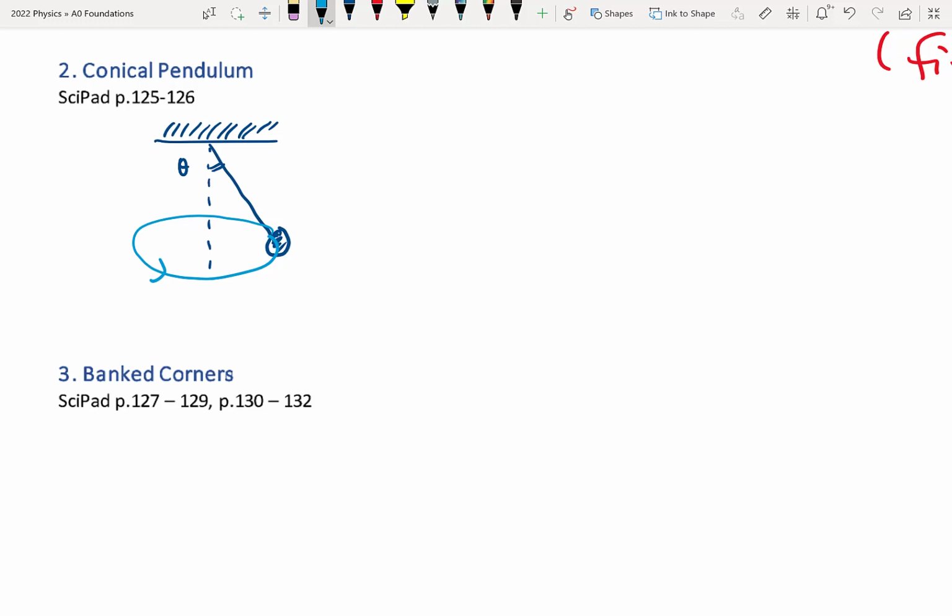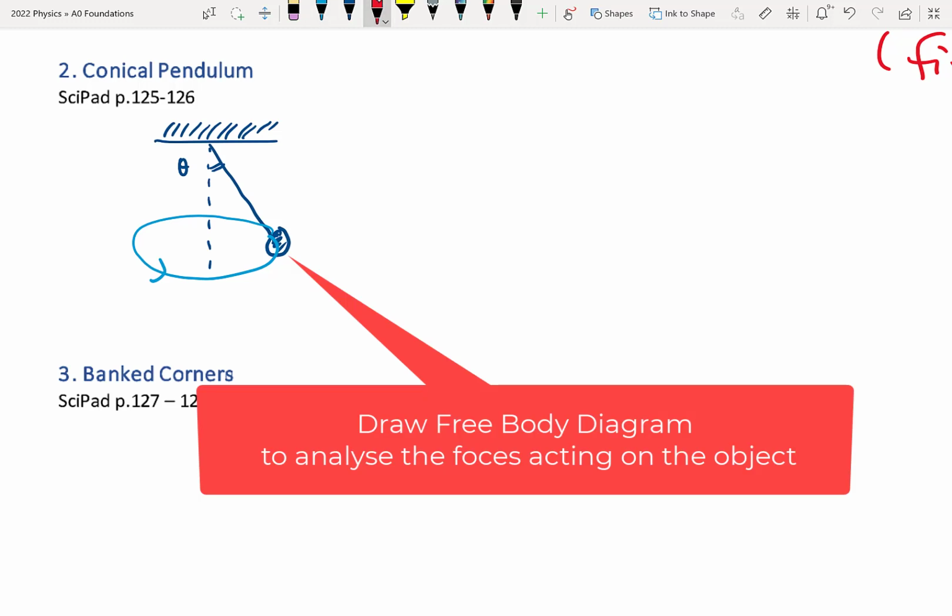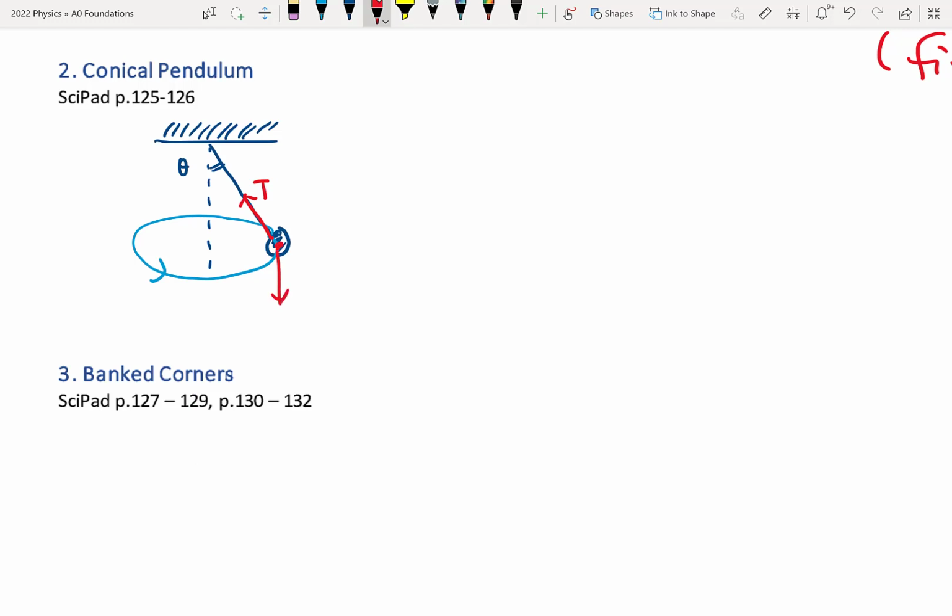From the free body diagram, we can analyze the forces working on the object. We have tension and we have weight. And then I draw it again, so we have tension here and we have weight here. So how can we choose the coordinate system? We can do the horizontal in the X direction and the vertical in the Y direction.